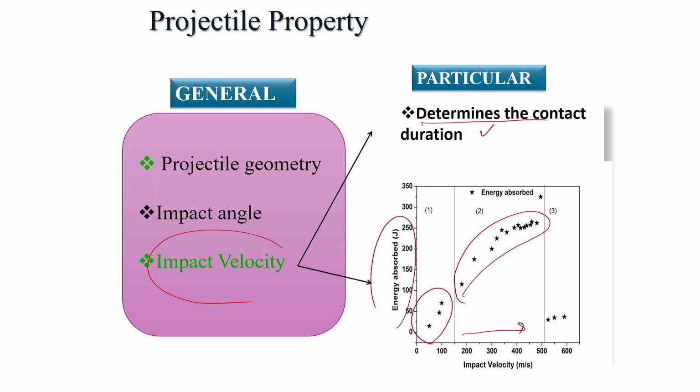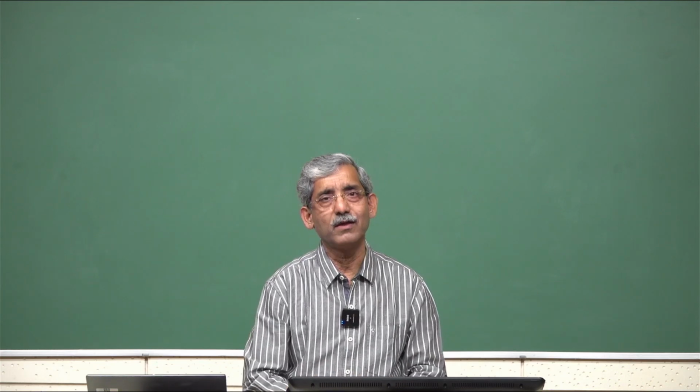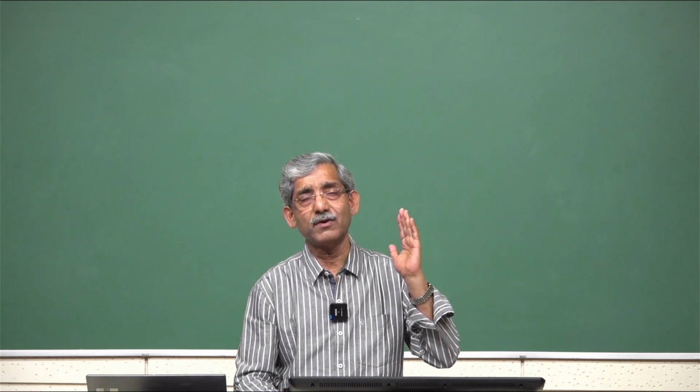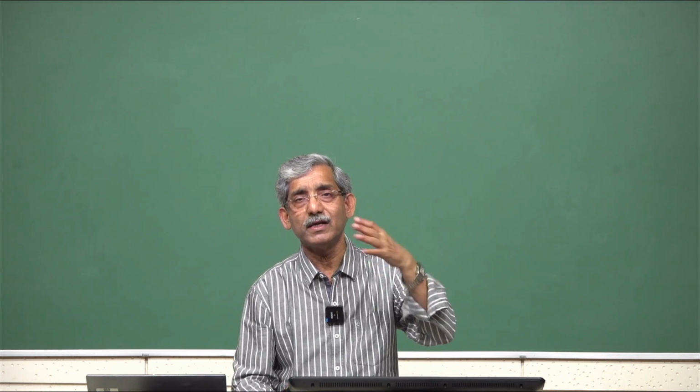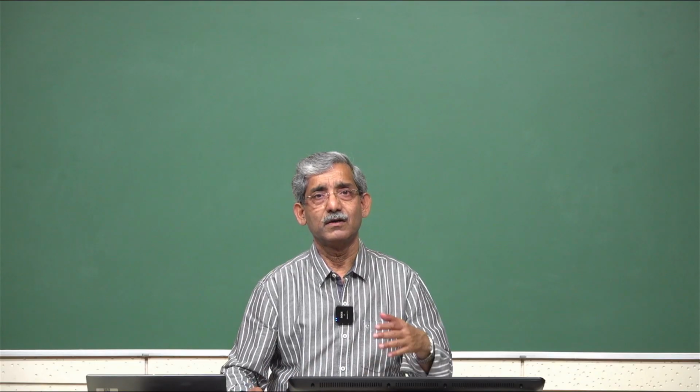So, this is straightforward, but when the velocity is beyond a certain critical value, like at level 3, the contact duration will reduce, and due to the high velocity, the frictional resistance will be less and energy absorption will be very low, because at higher velocity the projectile will penetrate without much frictional resistance. So, that is why the energy absorption will be very low.